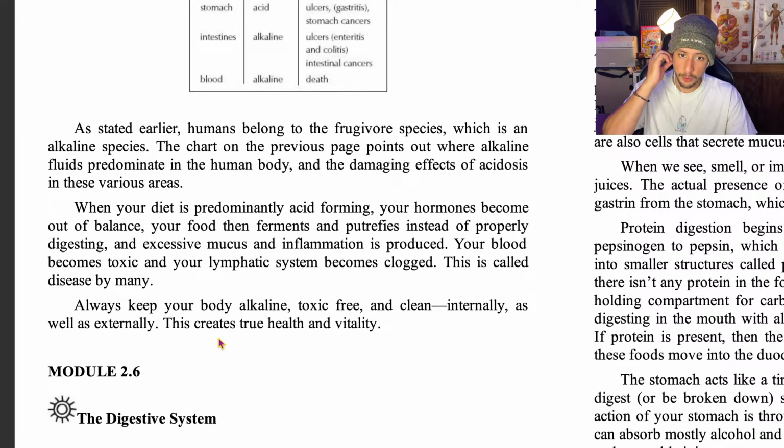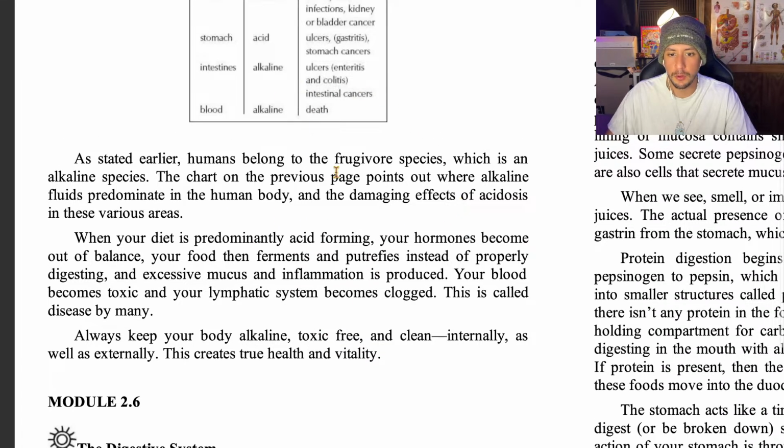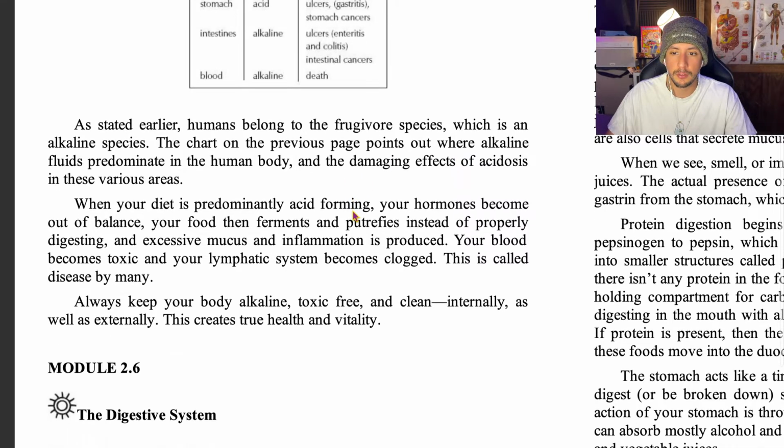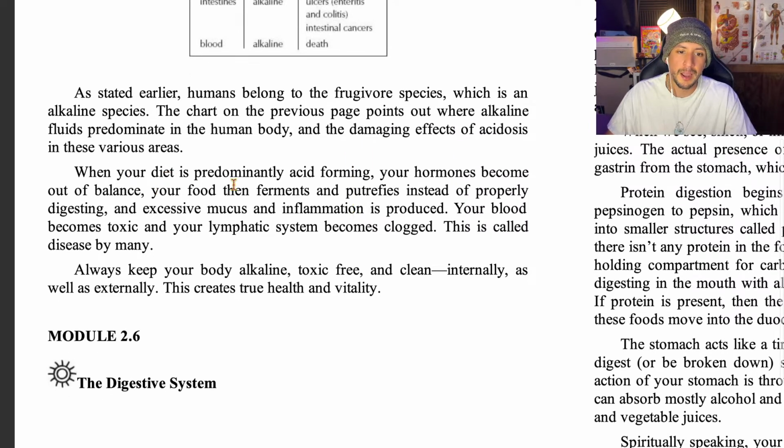Okay, as stated earlier, humans belong to the frugivore species, which is an alkaline species. The chart on the previous page points out where alkaline fluids dominate the human body and the damaging effects of acidosis. When your diet is predominantly acid forming, your hormones become out of balance. Your food then ferments and putrefies instead of properly digesting, and excessive mucus and inflammation is produced. Your blood becomes toxic to your lymphatic system and your lymphatic system becomes clogged. This is called disease by many.